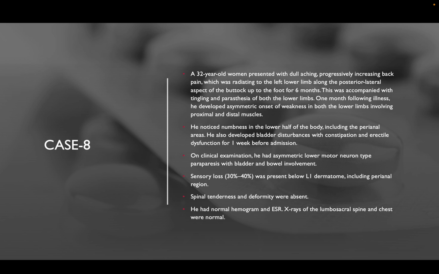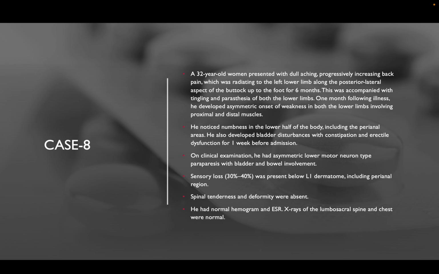On clinical examination, he had an asymmetric LMN type of paraparesis with bladder and bowel involvement. Sensory loss of 30 to 40% was present below the L1 dermatome, including the perianal region. Spinal tenderness and deformity were absent. He had a normal hemogram and ESR, and X-ray of the lumbosacral joint and chest were normal. So what is this case?